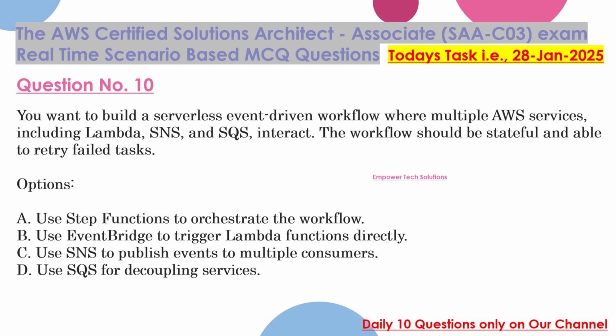Question 10. You want to build a serverless event-driven workflow where multiple AWS services, including Lambda, SNS, and SQS, interact. The workflow should be stateful and able to retry failed tasks. Options: A. Use Step Functions to orchestrate the workflow. B. Use EventBridge to trigger Lambda functions directly. C. Use SNS to publish events to multiple consumers. D. Use SQS for decoupling services.